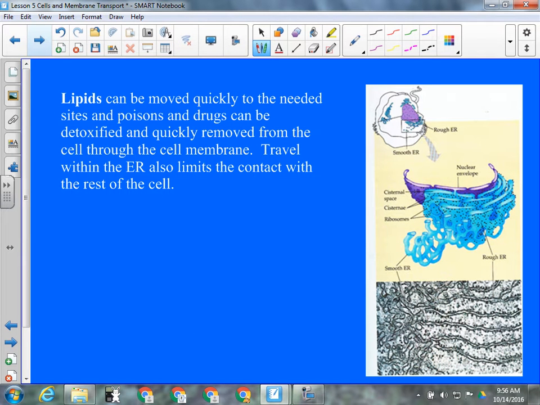Lipids, like we said, can be quickly moved to the needed sites. Poisons and drugs are detoxified quickly and removed through the cell membrane. Travel within the ER limits contact with the rest of the cell.